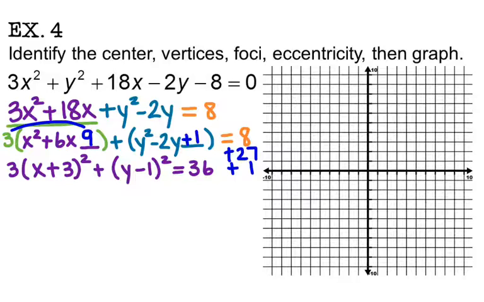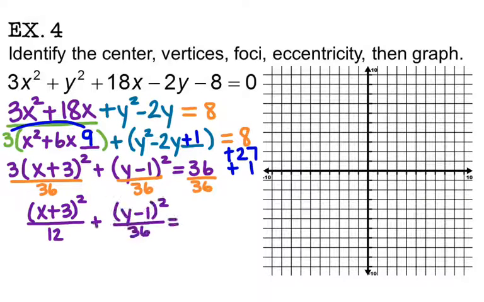So now we're going to divide everything by 36 to get the 1 that we need on the right-hand side. So you notice for the x's, I have a 3 out front over 36. 3 over 36 is going to reduce, so that's going to be x plus 3 all squared over 12. For the y's, there's not a number in front of the parentheses, so that doesn't reduce, it stays. And then equal to 1 on the right-hand side.